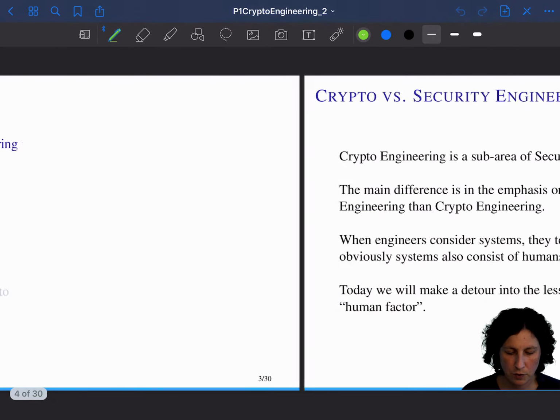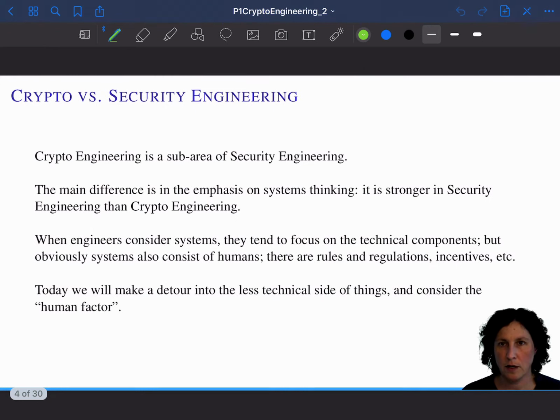So, crypto versus security engineering. I encouraged you already after the last segment to go away and perhaps read through the first chapter of Ross Anderson's book to get a little bit of a wider perspective on what security engineering really entails, and perhaps what the significance of crypto engineering is in that wider field.